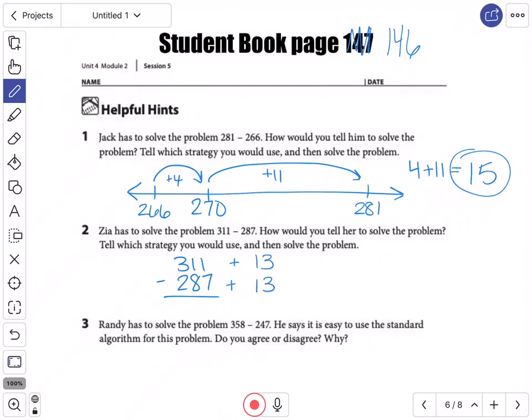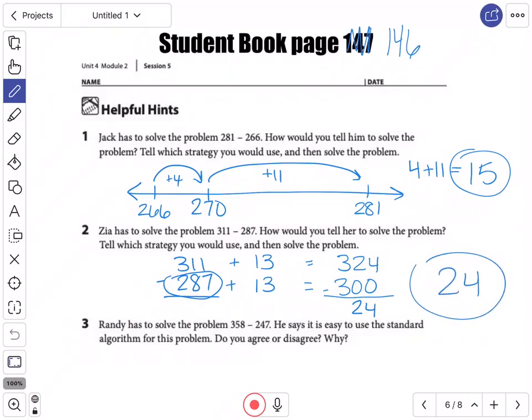for this one, and I would go ahead and I would add 13 to each one of these. And the reason why I would add 13 is because that will bring my 287 to a nice even 300. Okay, so 311 will end up being 324, and 287 is going to end up being 300. Now, when I'm looking at my subtraction problem now, this is looking pretty nice. So I can simply just go, oh, 324 minus 300, well, that's 24. And that is how I would tell Zia to solve this problem. So the answer for this one is 24.